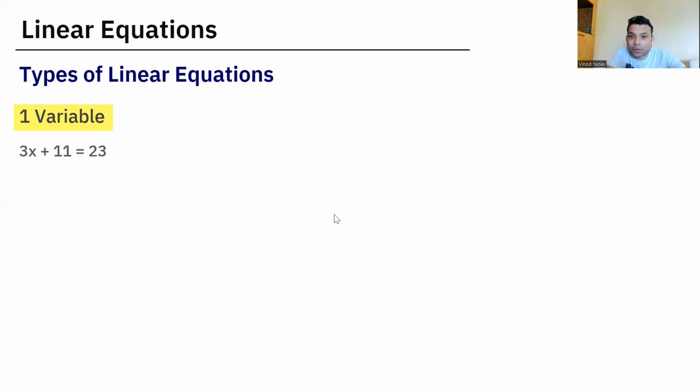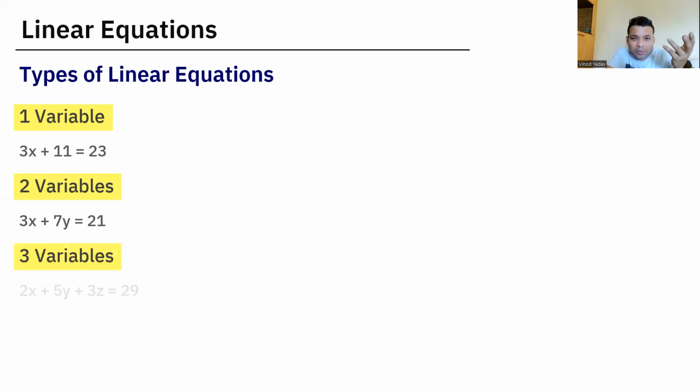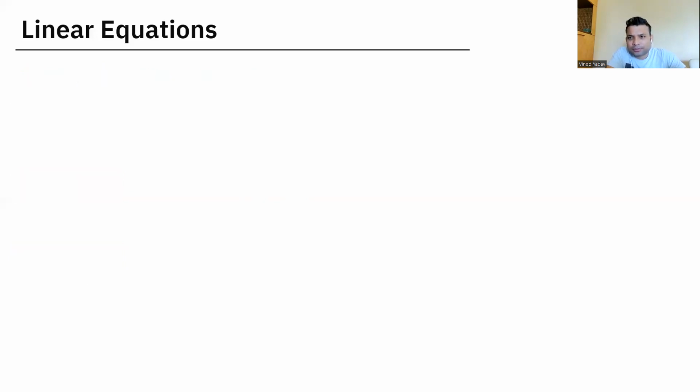Then two variables. Two variables means check x and y. Two variables, ultimately highest power is 1, linear. But two variables, two unknowns. It can be three variables also, x, y, and z, but one thing will not change. What? Highest power will be 1. Okay, getting it?